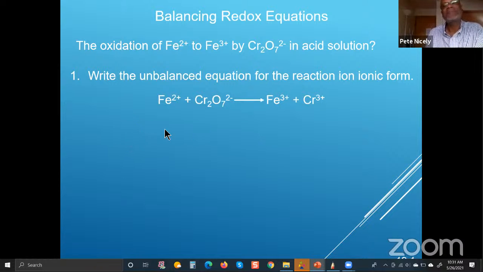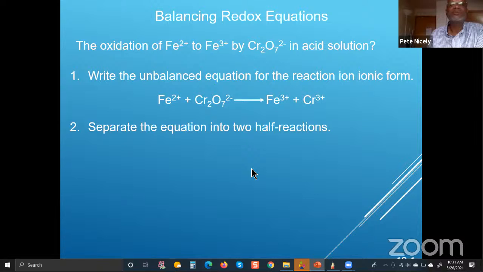So the first step that you need to follow is that you separate this unbalanced equation into two half equations, all right? One half equation would represent oxidation, and the other half equation would represent reduction. So the oxidation half equation in this case would simply be the Fe2 plus to form the Fe3 plus, all right? And then the reduction half equation would be the dichromate, which is Cr2O7 2 minus, forming the Cr3 plus, all right? So that's what you need to do first after you know what the unbalanced equation is. You separate it into two half equations, all right?